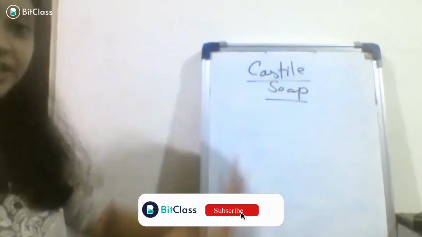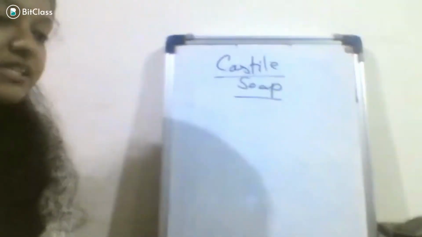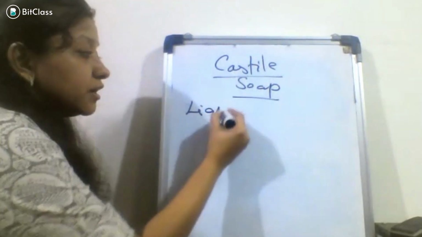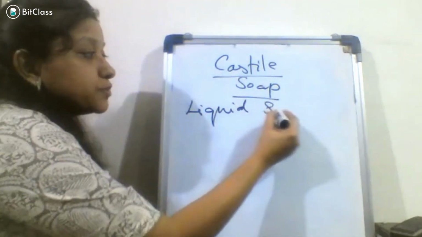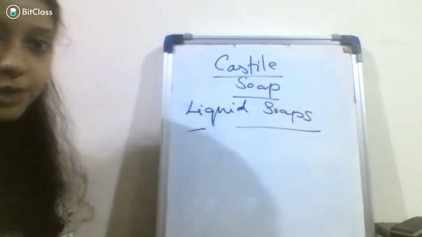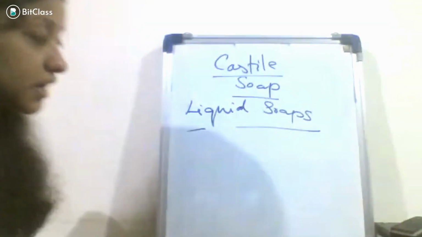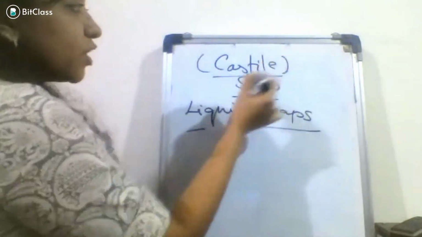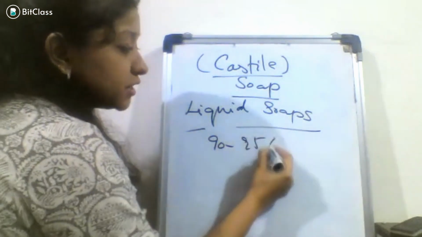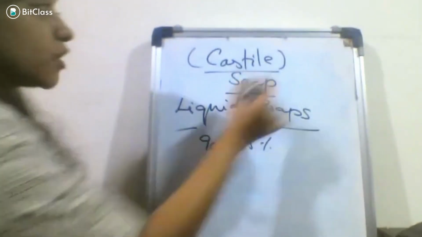We are going to see about Castile soaps. First we will see what a Castile soap is. Castile soap is nothing but liquid soaps. So now you can ask me, we were already doing liquid soaps, what is this new liquid soap? Whenever oil is almost completely involved, that technique is called Castile. Whenever about 90 to 95% of oils are involved in making any soap, that method is called Castile soap.